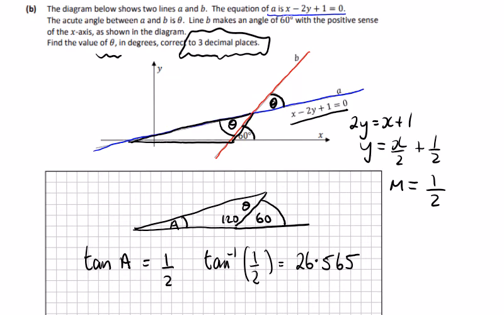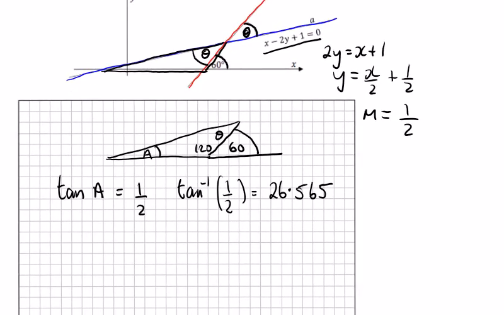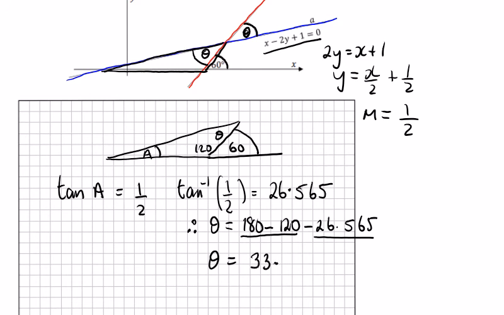We're asked for 3 decimals, so I'll take the 3. Therefore theta is equal to 180 minus 120 minus 26.565. It's going to be 60 minus 26, so it's going to be 33.435 to get you up to the full angle.